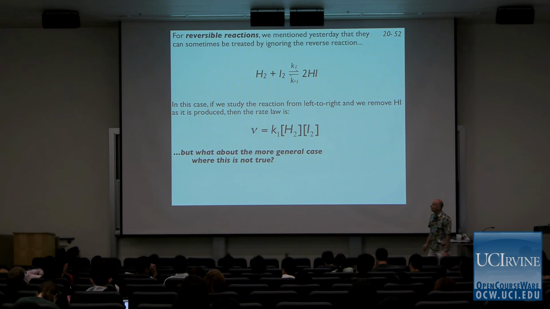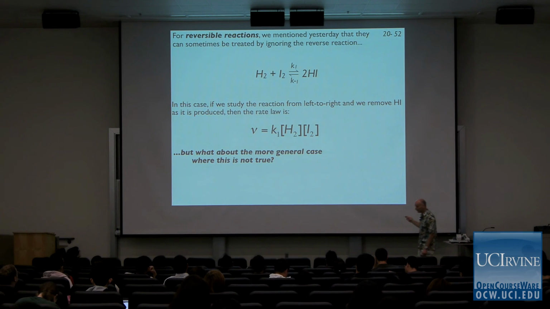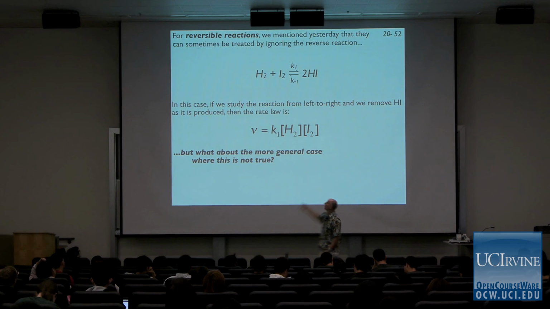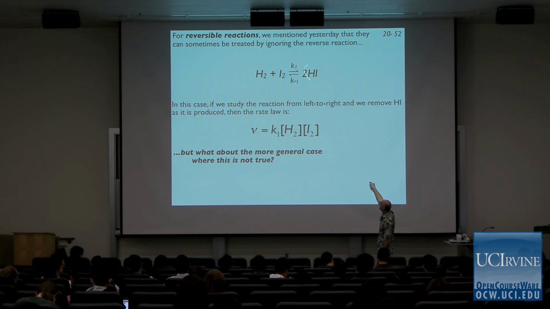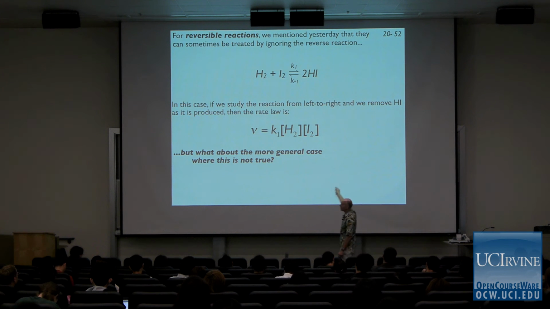Now, we talked a little bit about reversible reactions on Wednesday, and what we said was, look, you can treat a reversible reaction like an irreversible reaction if you are able to remove the product as it's formed. All right, if I remove this HI as it's formed, then the rate of this reverse reaction here will be 0, because there won't be any reactant present for this reverse reaction if I get rid of this. In this case, if we study the reaction from left to right, we remove it as produced. So the rate law would just be the rate law that you would expect for the forward reaction, assuming this is an elementary reaction.